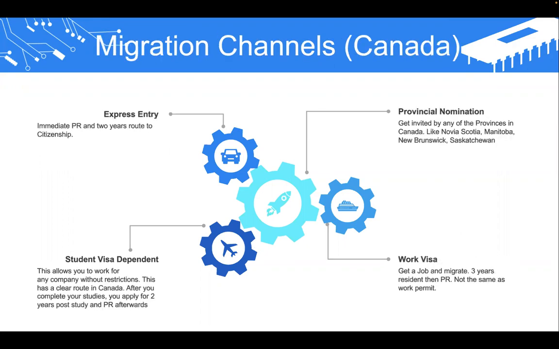Then to Canada, Express Entry is part of it. You already know what Express Entry is. It's a 2-year route to citizenship, 3-year route to citizenship, basically.